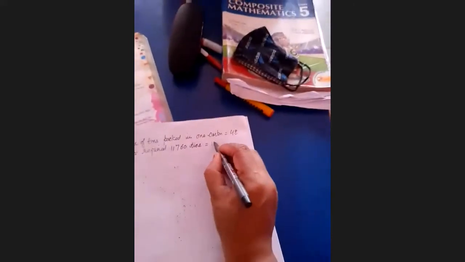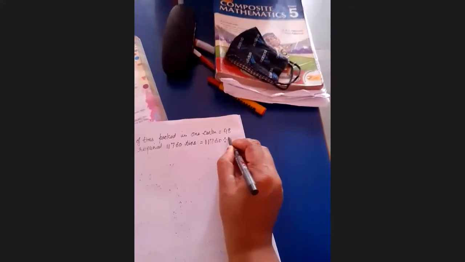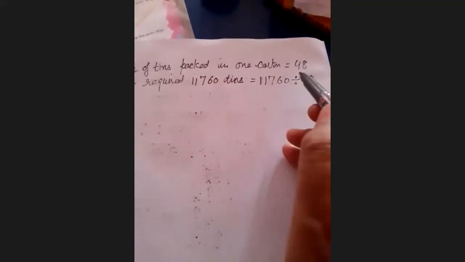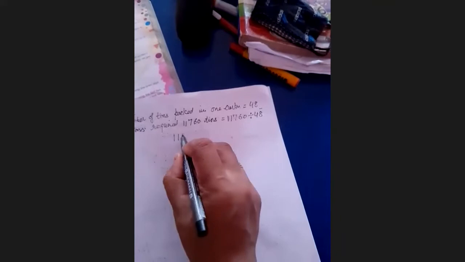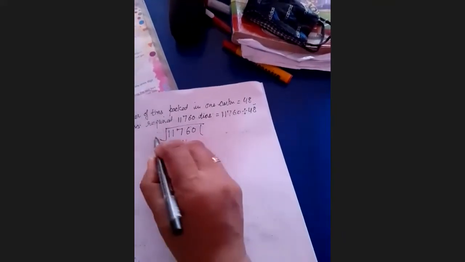For this, students, 11,760 divided by 48. Yes, students, according to your statement, the number of tins packed in one carton is 48. Now find how many cartons are required to pack 11,760 tins. Yes, friends, to pack 11,760 tins, we want more cartons. But in each carton, we have 48 tins. To find how many cartons are required to pack 11,760 tins, we will divide 11,760 by 48.